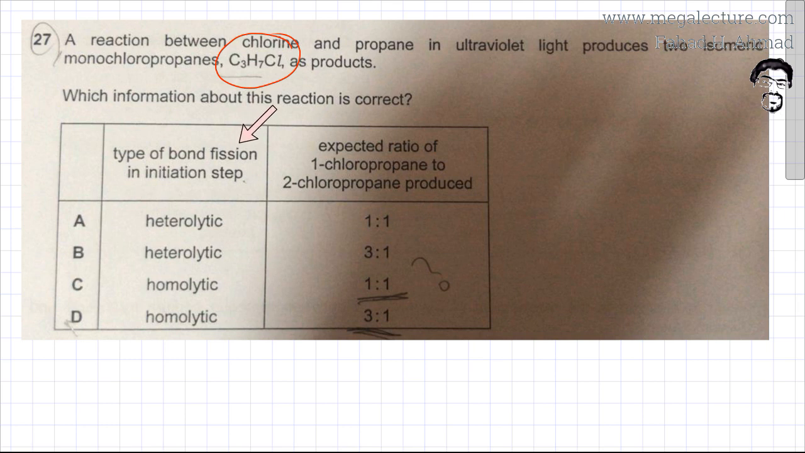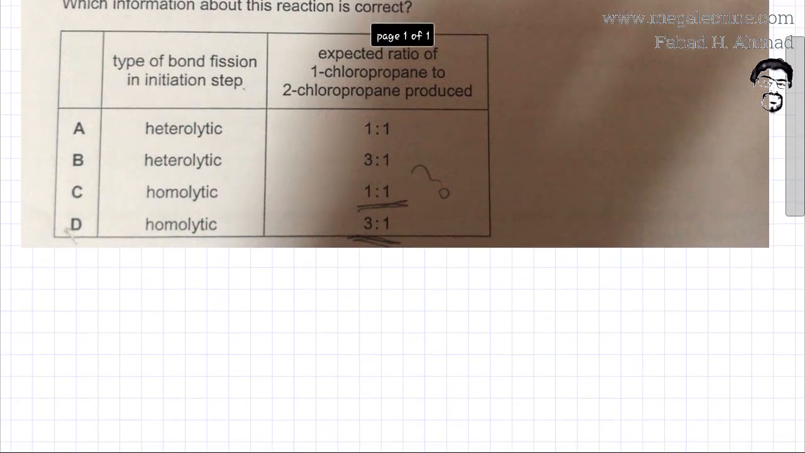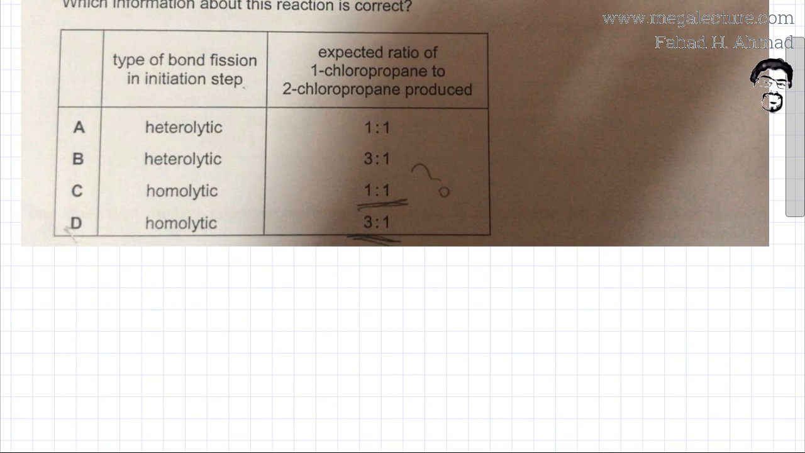The first thing is they want to know what type of bond fission is happening, and the other one is what is the expected ratio of 1-chloropropane to 2-chloropropane. So I'm going to just repeat what the question is about. It's about free radical substitution, where you have a chlorine molecule reacting with a propane molecule in ultraviolet light. So I'm going to first tell you what happens when chlorine reacts with propane.